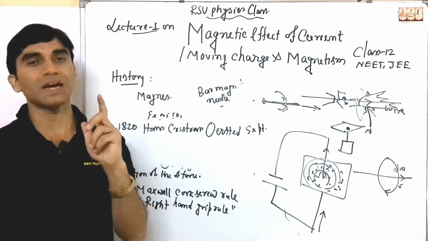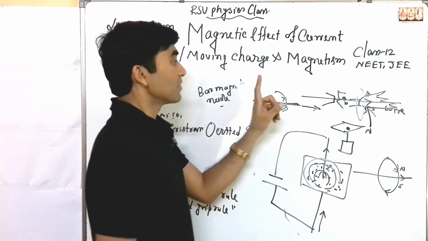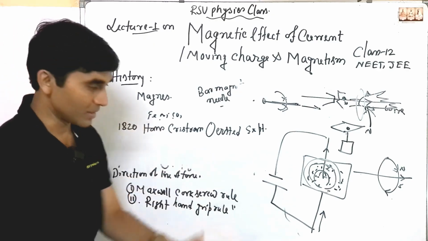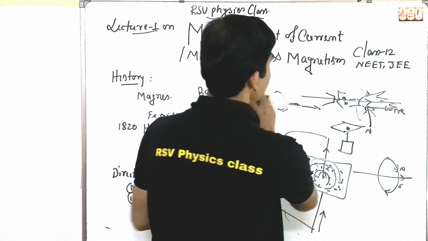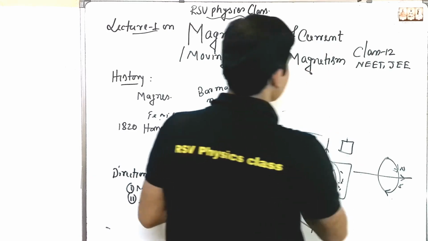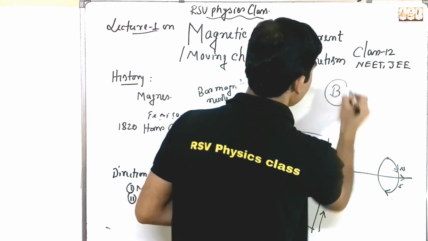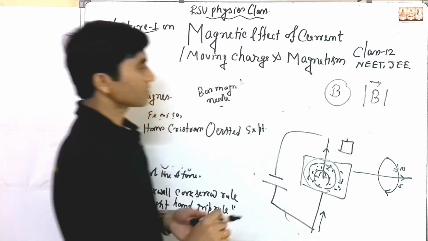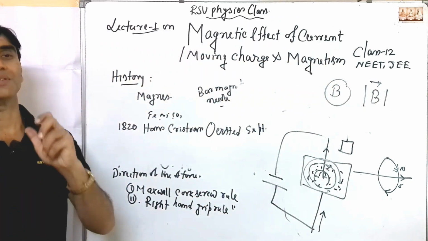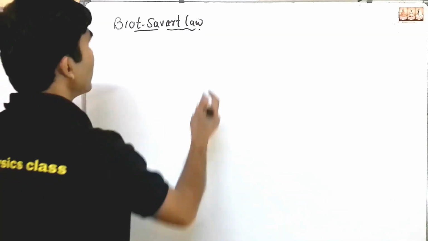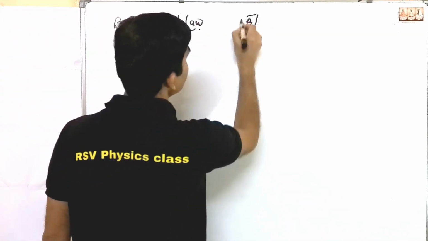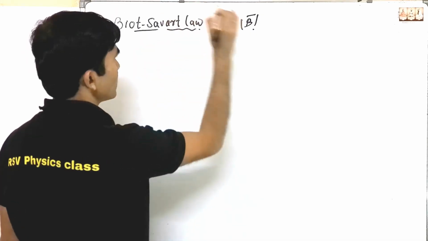Now we will be calculating the magnetic field, its amplitude. The magnetic field is denoted by B vector, and its magnitude is B. Now how can you decide this? Let's see. The magnitude of the magnetic field B can be calculated using the Biot-Savart law.